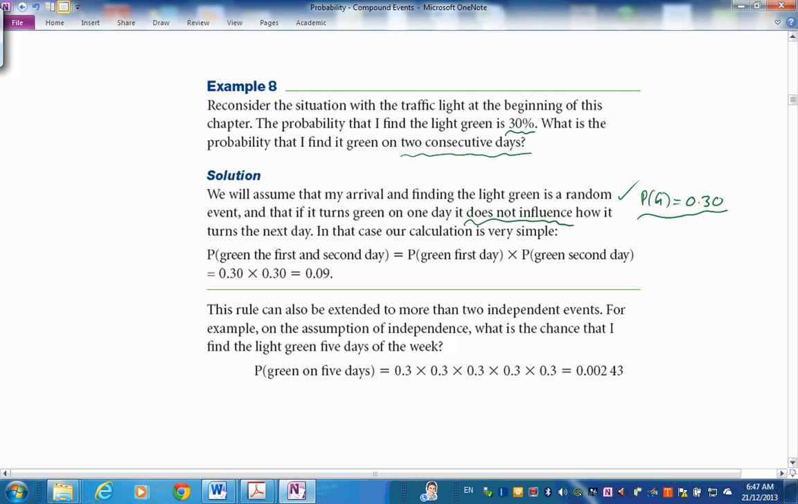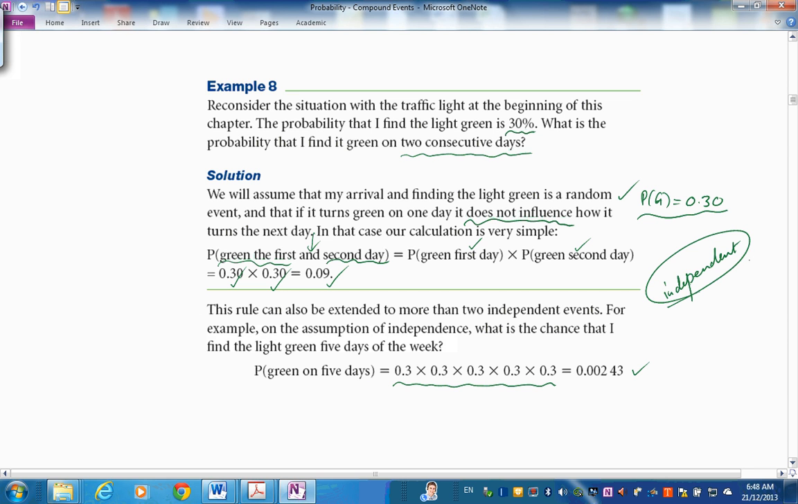So green the first day and, keyword, green the second day, you multiply the probability of green the first day by the probability of green the second day, which is 0.3 by 0.3, which is 0.09. And you could keep going for many days. What's the probability that it's green on 5 working days in the week? And we'll come up with that answer, assuming that they are independent, that one doesn't affect the other.